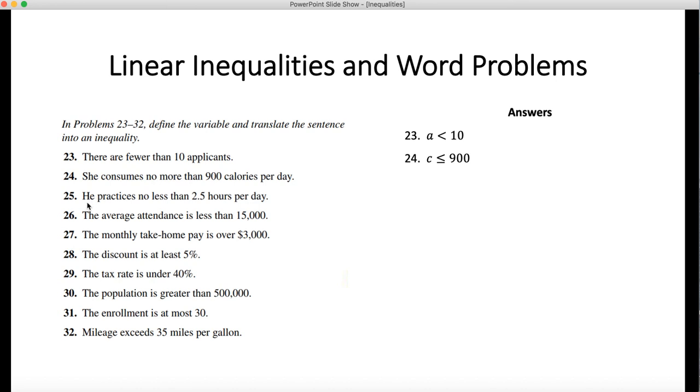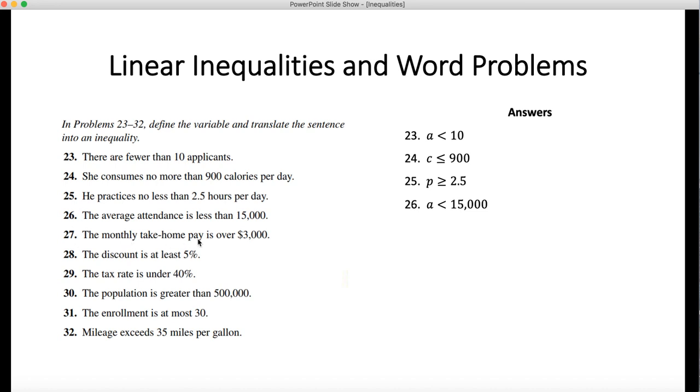Okay, the third example. He practices no less than 2.5 hours per day. No less than 2.5. Is 2.5 included? It is. So P is greater than or equal to 2.5. You could have used H for hours; I used P for practice. The next example: the average attendance is less than 15,000. Include 15,000 or not? It should not be included. So A is less than 15,000.